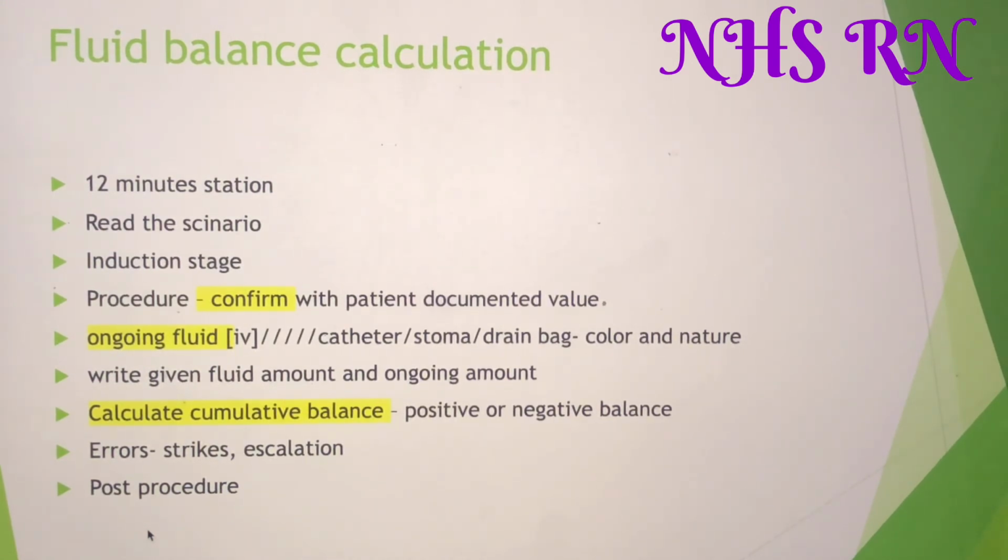Then you need to check any ongoing fluid or ongoing catheter, how much catheter urine there is, how much is the stoma output, how much is in the drainage bag. You have to empty it and record it. Always when you do it, verbalize the color and everything. Then record the given fluid amount and ongoing amount, record everything there, then calculate how much altogether and how much per hour.